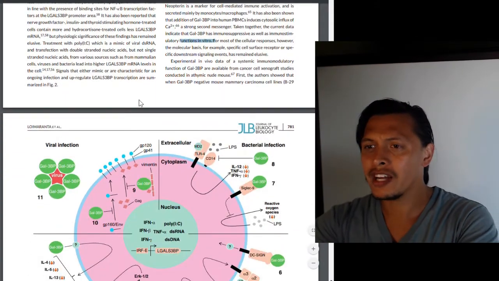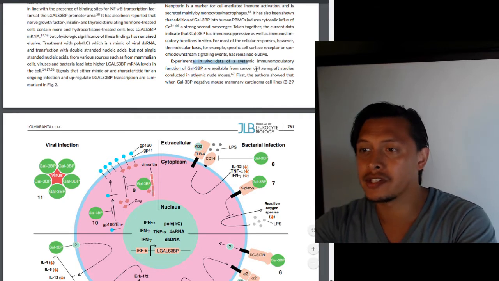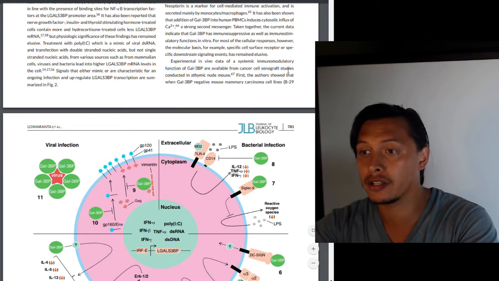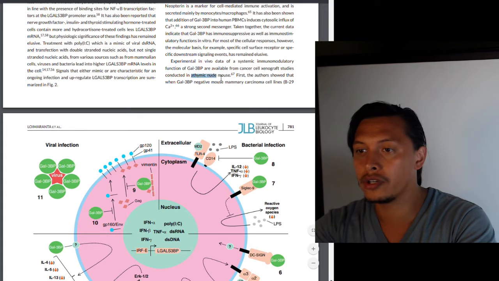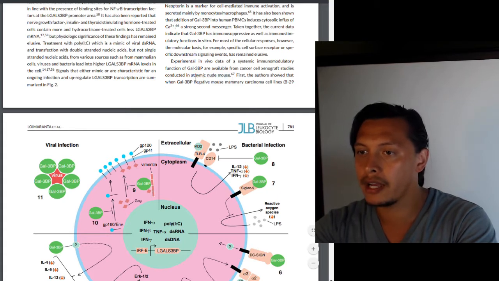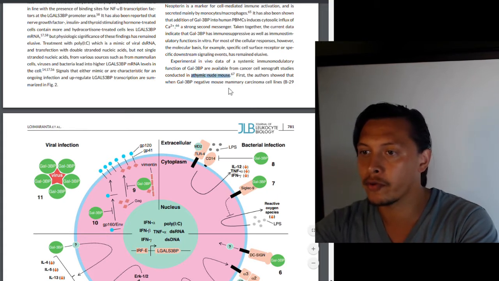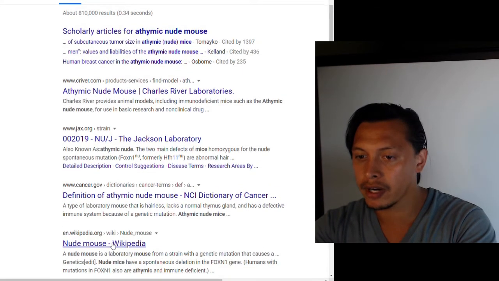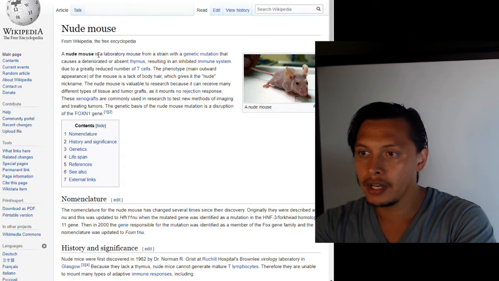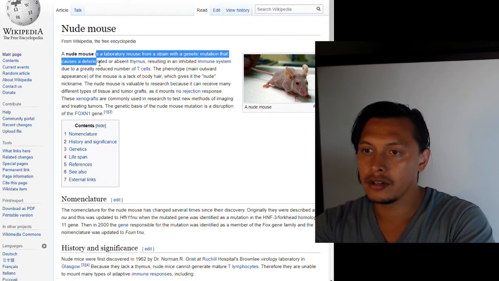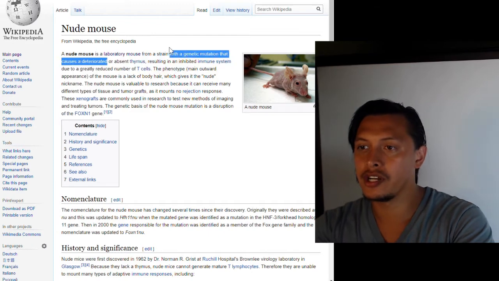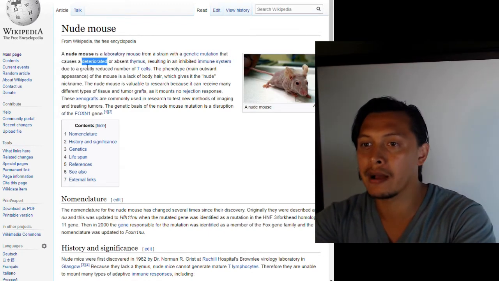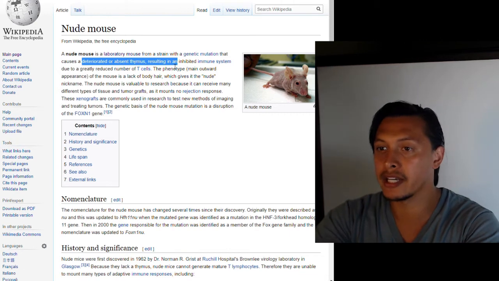So experimental in vivo data of the systemic immunomodulatory functions of galectin-3 binding protein are available from cancer cell xenograft studies conducted in athymic nude mice. I don't know what this is, and I'm kind of afraid to search it up on Google, but athymic probably means without its thymus gland, right? It's a genetic mutation that causes a deteriorated or absent thymus. So yeah, it's athymic, it doesn't have a thymus.